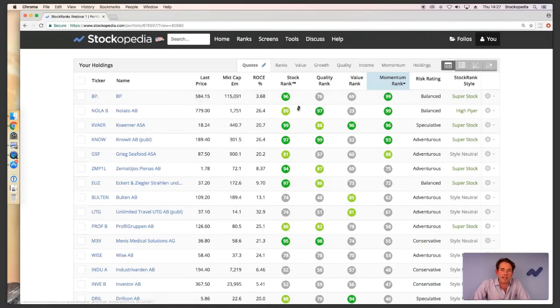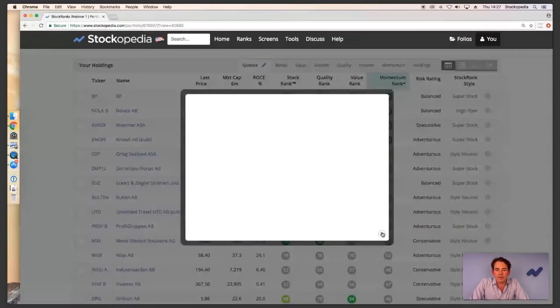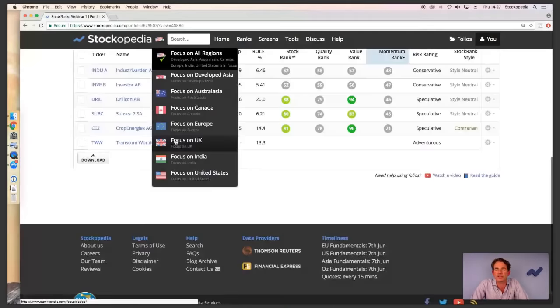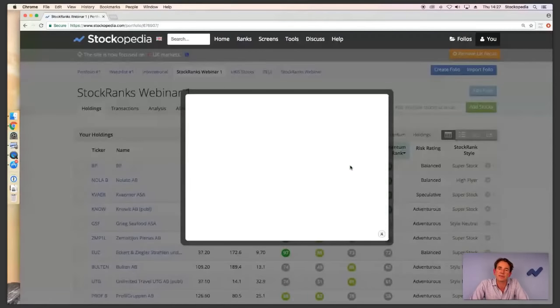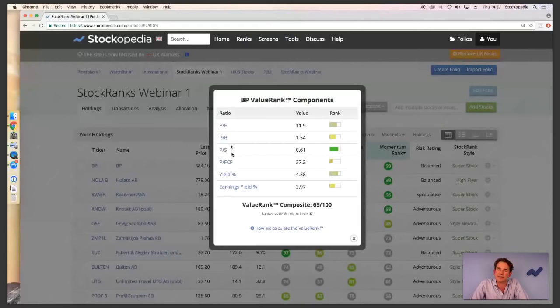One sort of obsessive tip, which many people don't know about, is if you click these in a table, you will get a little pop-up, which now is refusing to load because I'm on a webinar. But once that loads, it will actually show you a breakdown of your rankings for that stock. I'm not sure why that's not loading, but it should do in most cases. So if I do that for BP, there it is. So BP ValueRank, you can see those 6 different factors we talked about. You can see how they break down across this stock and how it's all put together, which is a very useful feature for anybody who doesn't already know about that.